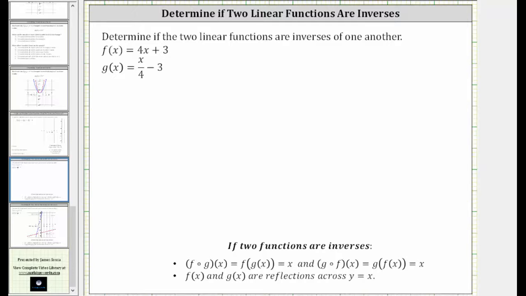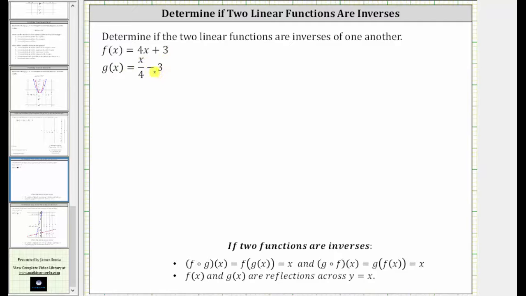We are asked to determine if the two linear functions are inverses of one another. Remember, inverse functions undo each other. So looking at the two functions, we have f of x equals 4x plus 3 and g of x equals x divided by 4 minus 3. By looking at the operations of the two functions, it does appear as if they would undo each other, because notice how the function f multiplies the input by 4 and then adds 3, and the function g of x divides the input by 4 and subtracts 3.